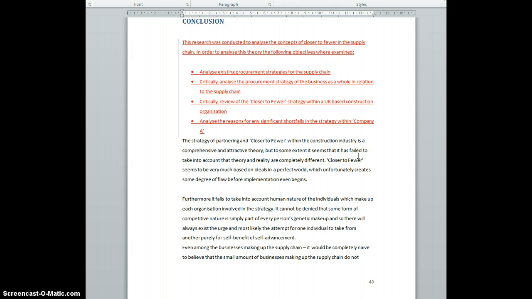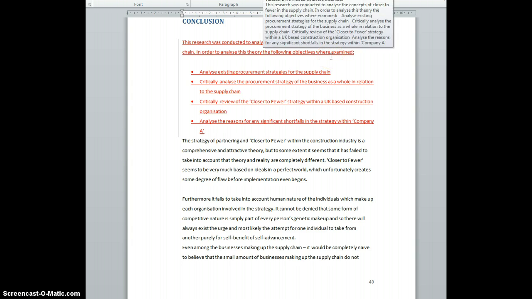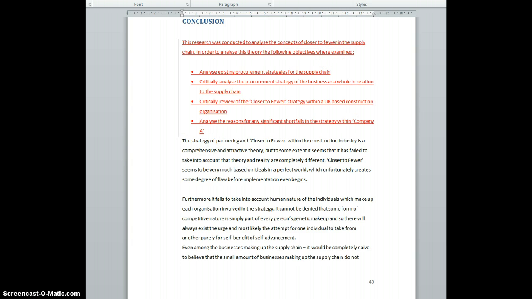So basically what you say here is, the research was conducted to analyse the concept of closer to fewer. You can do it like that, okay? Something that sort of sets the introduction. This is the rationale for this research.